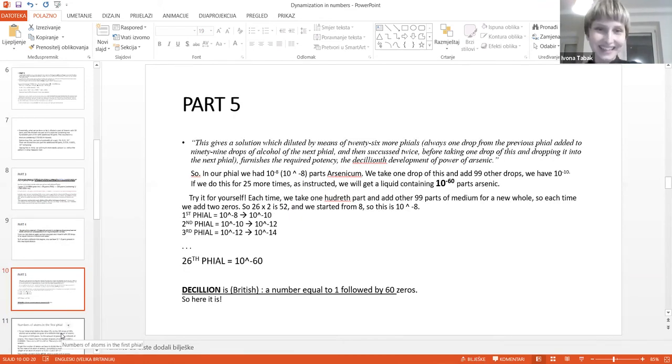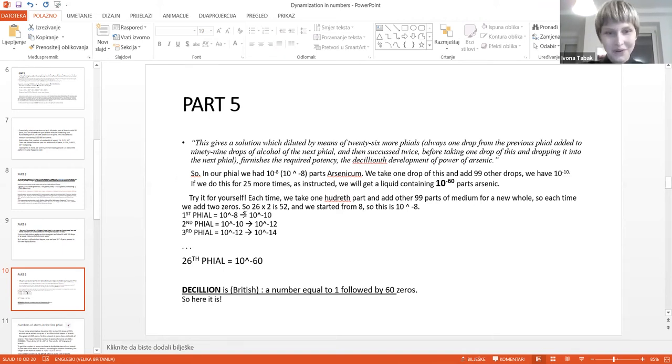And then again, he says, now we have a liquid solution. And if we want to reach the decillionth, it has to go through 26 vials. With each vial, you take one drop, add 99 drops. In the next vial, from the previous vial, you take one drop, dilute it with 99 drops. And this goes on and on and on. So before I've said we have how much substance of arsenic? We had 10 to the exponent of minus eight. This is our first vial. And then we do it 26 more times.